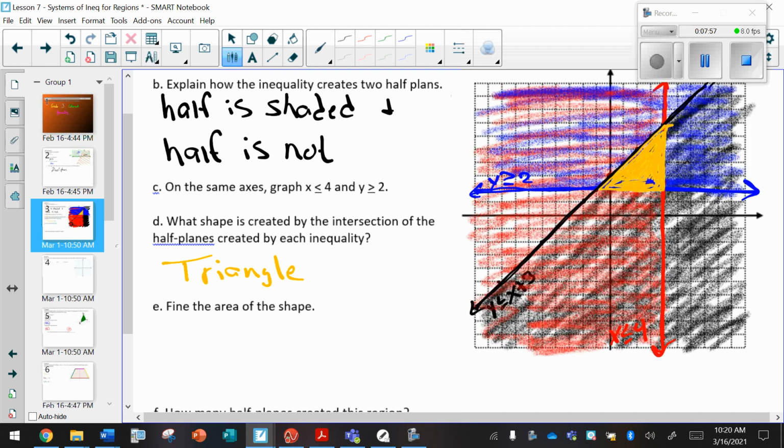So our area is base times height divided by 2. It's hard to see, but you can just count the squares. The height is 5, and the base is also 5. So your area is base times height divided by 2. 25 divided by 2 is 12.5.